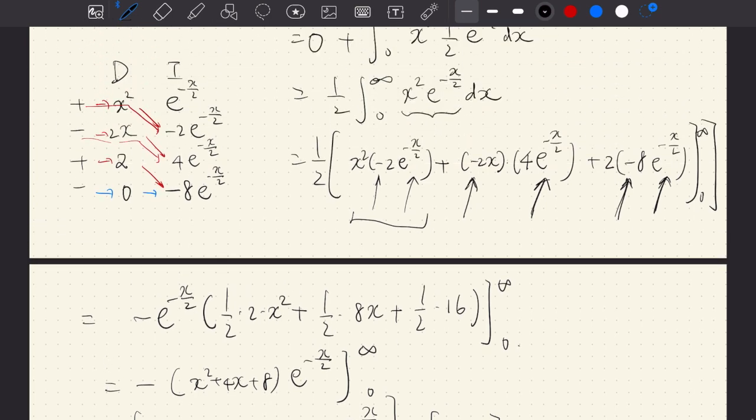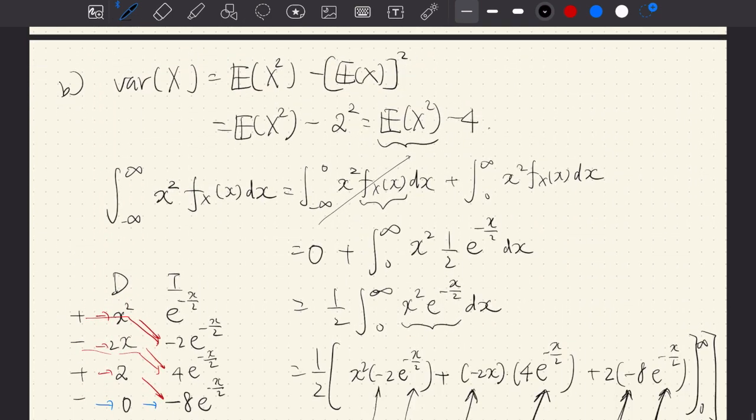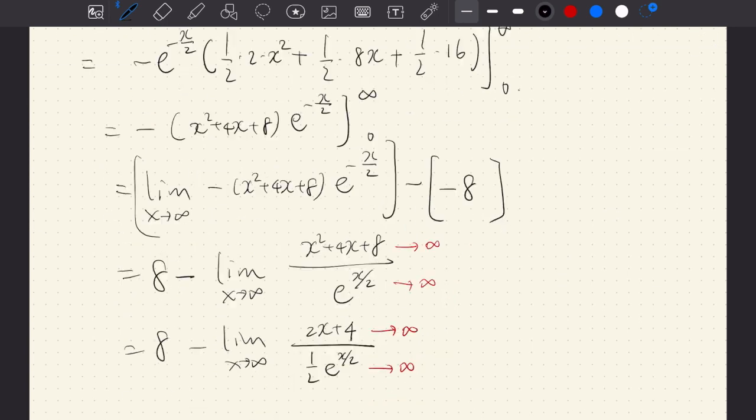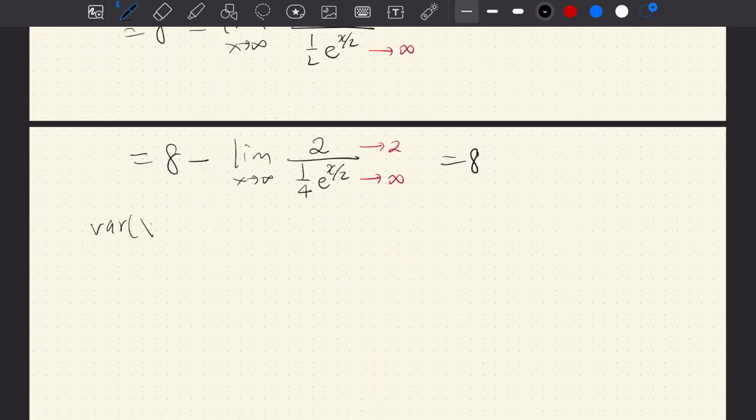Don't forget that this 8 is just the expectation of x squared. So the variance of x is the expectation of x squared minus the square of the mean, 4, which is 8 minus 4, which is 4. Okay? So this concludes our introduction to how integrals can be used in statistics, especially in the evaluation of the probability, the expected value, and the variance of a continuous random variable. Okay, that's all the time we have.